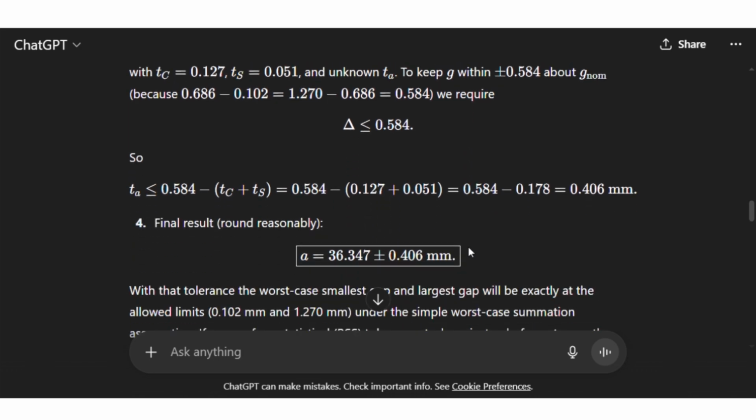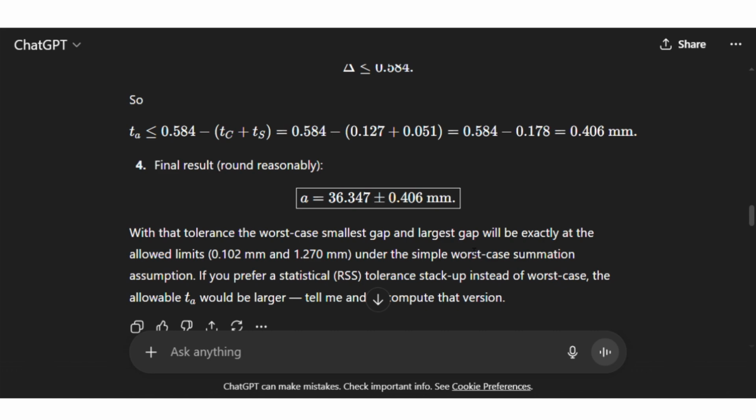To keep G within plus or minus 0.584 about G nominal. Basically, it's got the tolerance of G. Okay, so it's got the tolerance right, but the nominal value of the pin wrong.